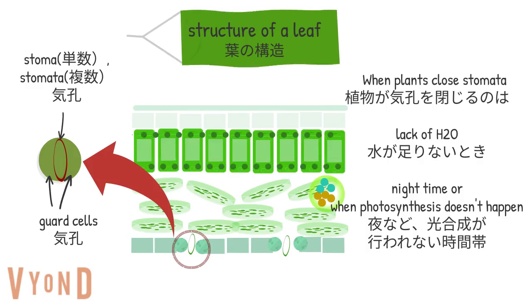Additionally, most of the stomata are located on the underside of the leaves rather than the top because the lower surface is more shaded, which helps to keep the leaf cooler and reduce water loss through evaporation.